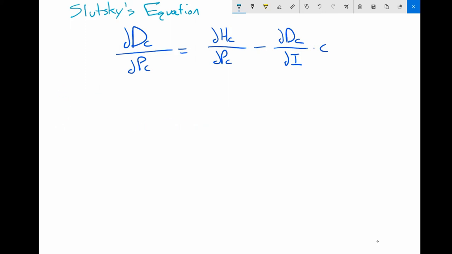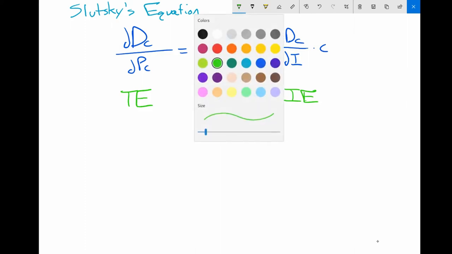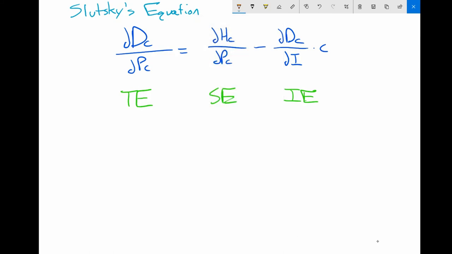So let's explain it. In terms of our discussion from last lecture, this is the total effect of a change in price. This is the substitution effect. And then this term here is the income effect. When price goes up, the Hicksian demand curve, the compensated demand curve, is always negative. That is, this derivative is always unambiguously negative. When the price goes up, the compensated demand always goes down.